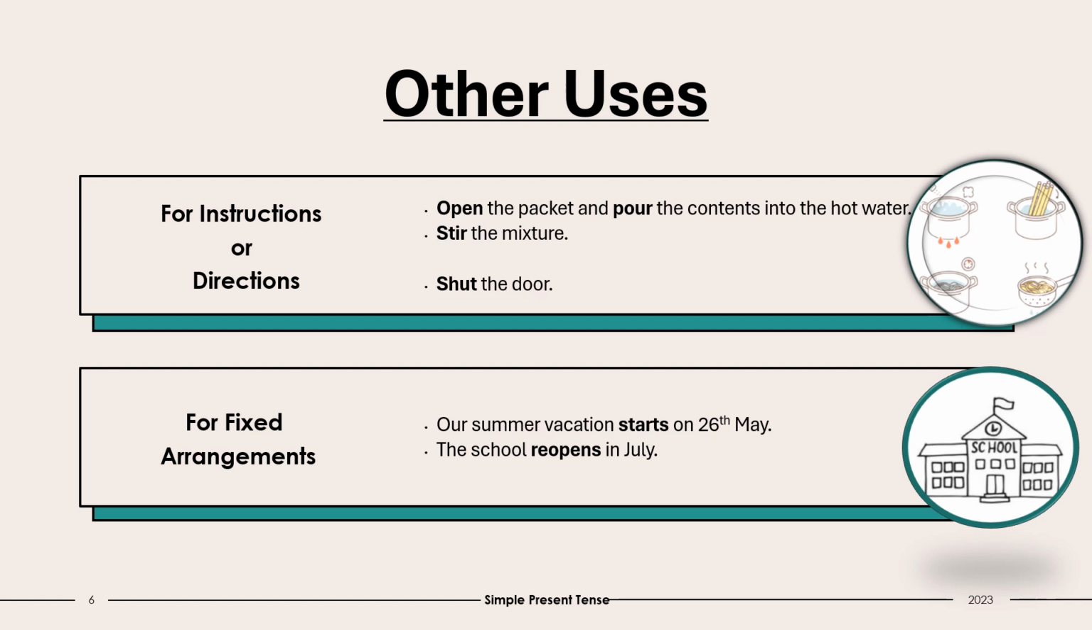Next, we use simple present tense when we talk about fixed arrangements. For example, our summer vacation starts on 26th May. So this is a fixed arrangement. Okay, we already know that our summer vacation will begin on 26th May. So in such situations also we can use simple present. Here the verb we have used is starts. Another sentence, the school reopens in July.